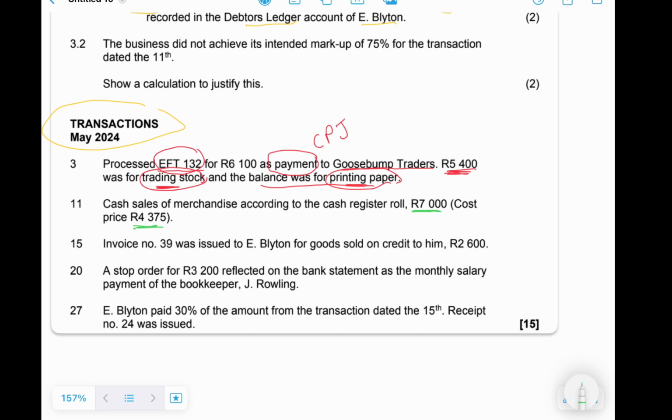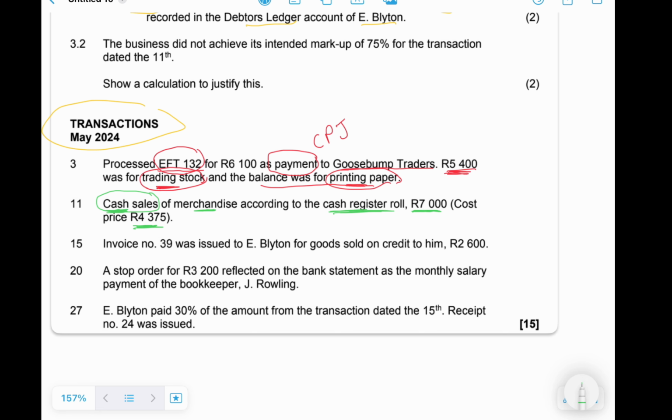Okay, so now let's try to understand the transaction. Cash sales. Okay, so they are saying cash sales. That is a key term, meaning we sold on cash, not on credit. Cash. Okay, so we sold merchandise. Merchandise is goods. So we sold merchandise for cash, according to the cash register roll, which will be our document. And then they gave us the sale amount and the cost price.